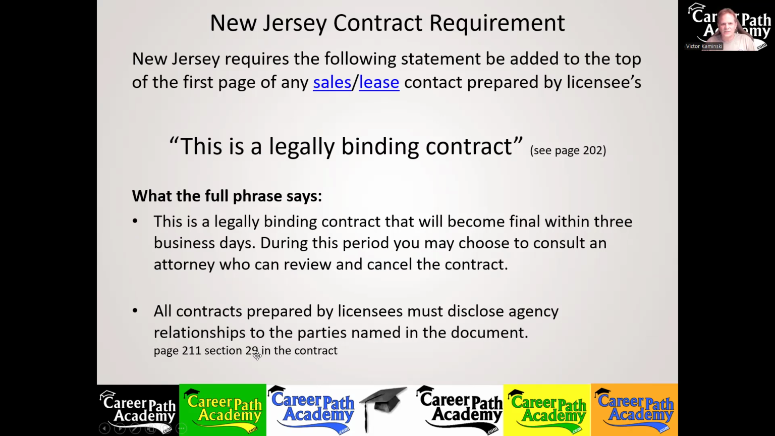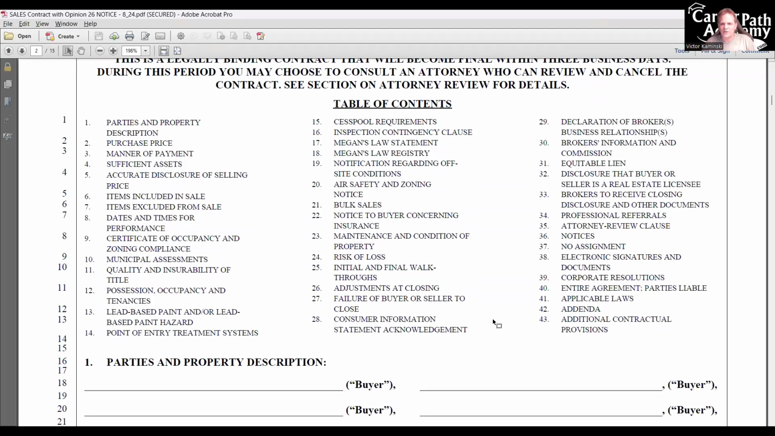So if we were to actually look at the sales contract here, look at the table of contents, section 29, declaration of business relationships. Basically says what agents, what companies, and who they're representing, but it also has to put down your license numbers too.